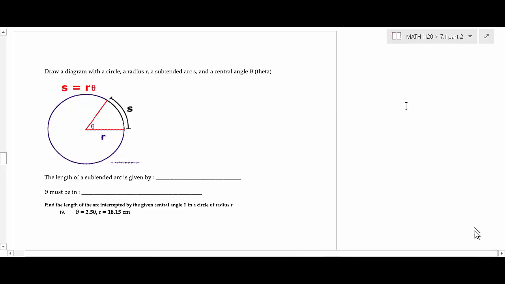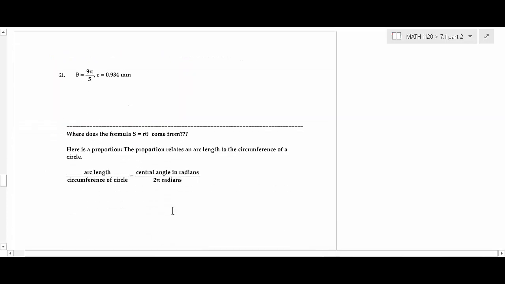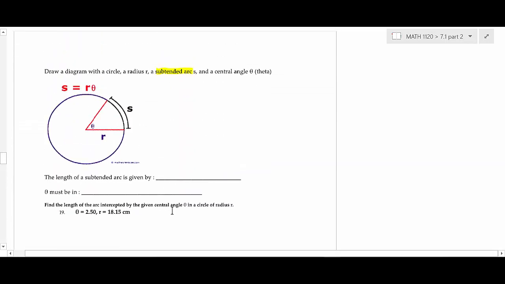Okay, so what we want to look at tonight to begin with is what we mean by a subtended arc and how to find an arc length like this. I'm going to derive the formula for you, but not yet. I think I wanted to do that on the next page, so I'm just going to give you the formula.